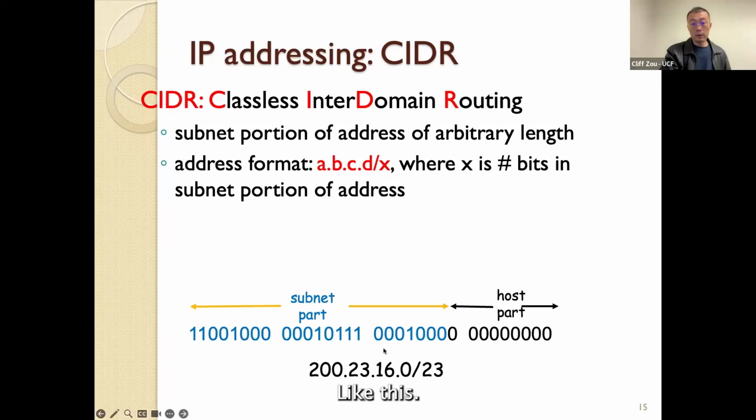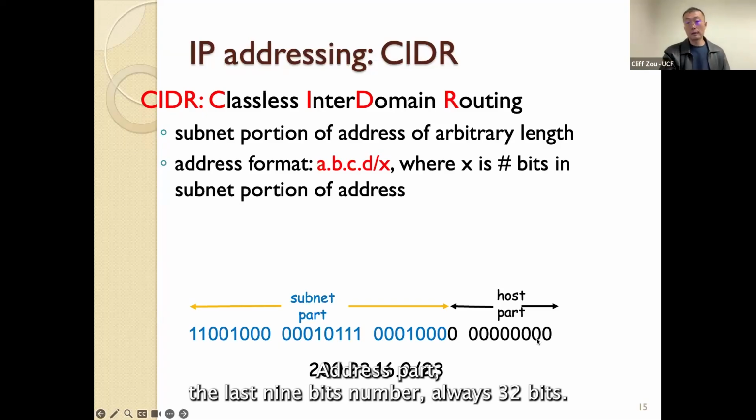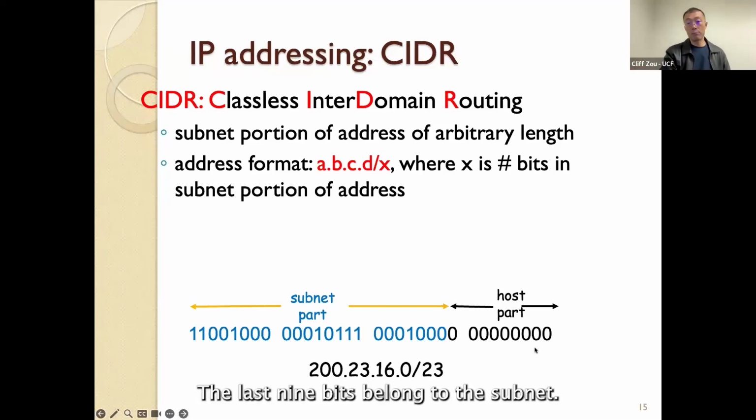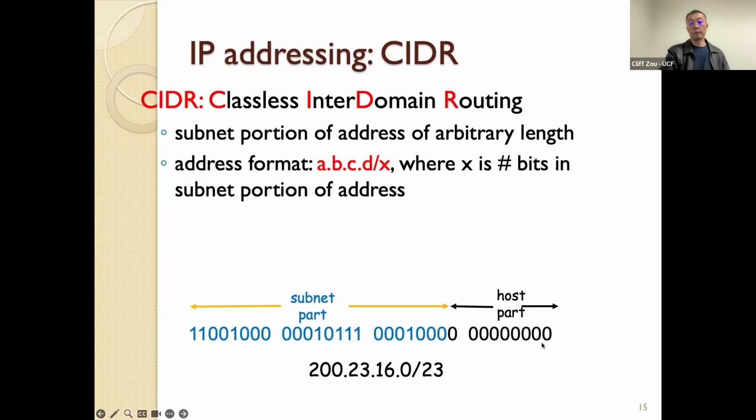Like this represents that the first 23 bits are fixed. So these first 23 bits are called the subnet address part. The last 9 bits, remember overall is 32 bits, belong to the host part. So any IP address within this subnet only differs in the last 9 bits.